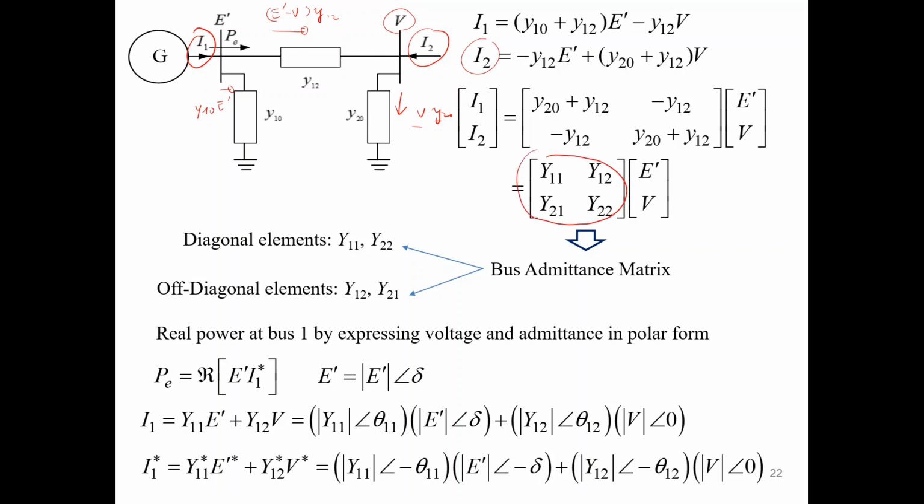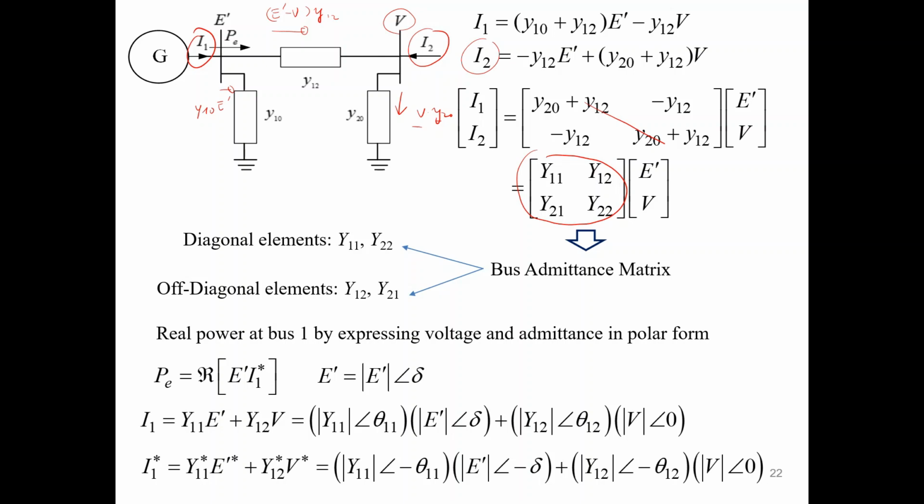The bus admittance matrix, you learned it already: the diagonal elements of this matrix are the sum of all the admittances connected to that bus, whereas the off-diagonal elements, for example y12 or y21, are the negative value of the admittance connected between bus i and j. For example, in this case, this is bus 1, 2.